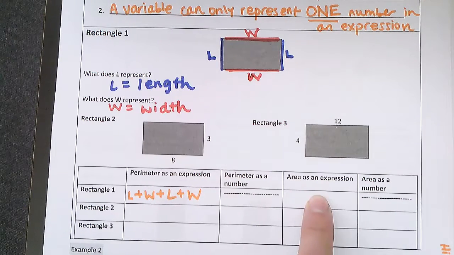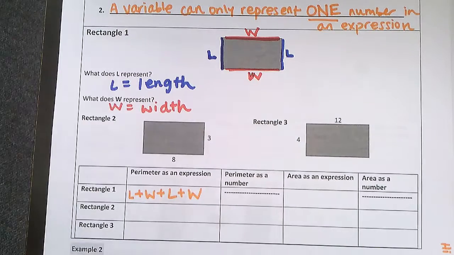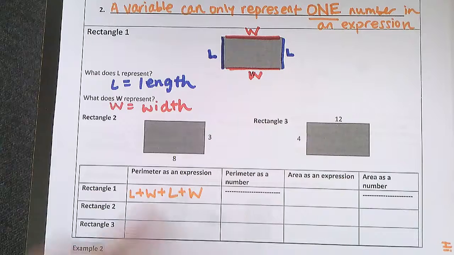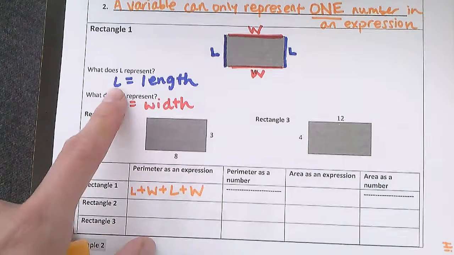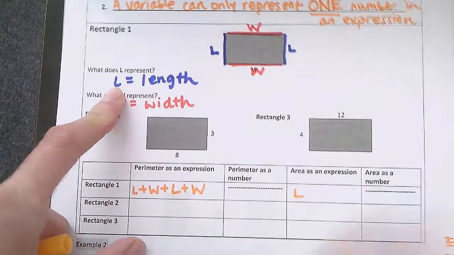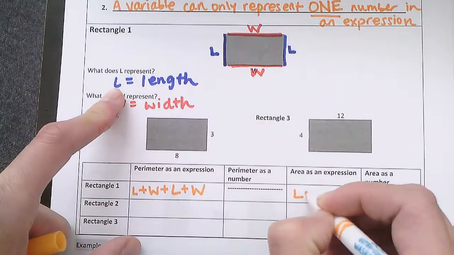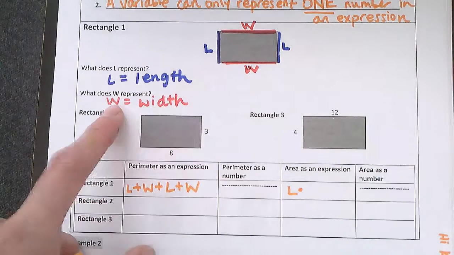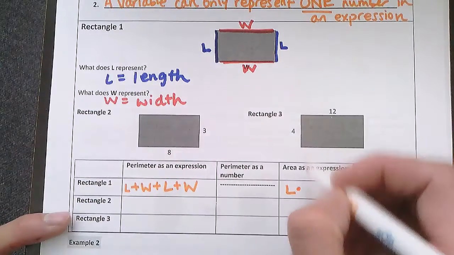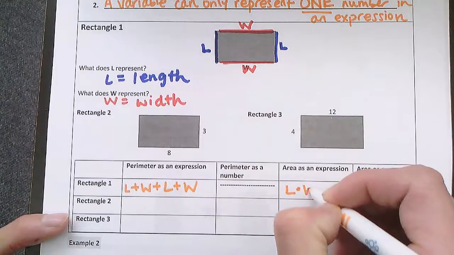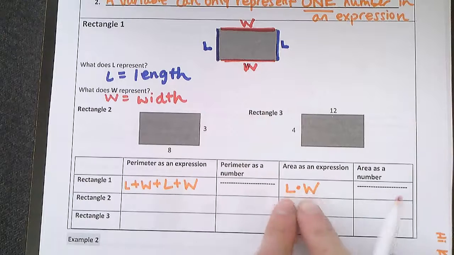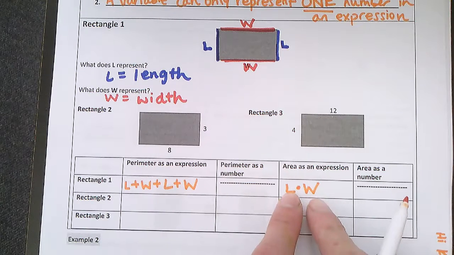Area as an expression. If you remember from the Do Now, the area is the length times the width. We know that the length is equal to L, so we would have L times, remember the dot in the air means multiply, times the width. The width is equal to W, so the area as an expression is L times W. We can't figure out the area as a number because we don't know what numbers L and W are.